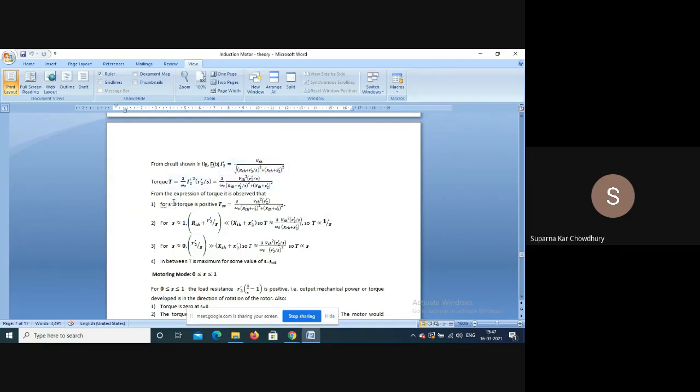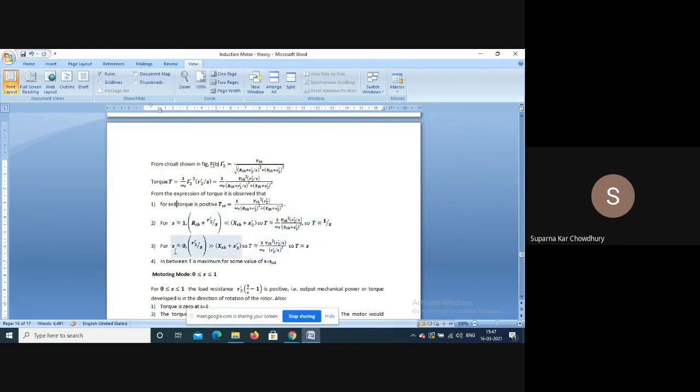Here there is a printing mistake. This will be 1. Sorry, I have made some mistake. So S equal to 1 means near to starting. So after starting, torque is approximately inversely proportional to slip.